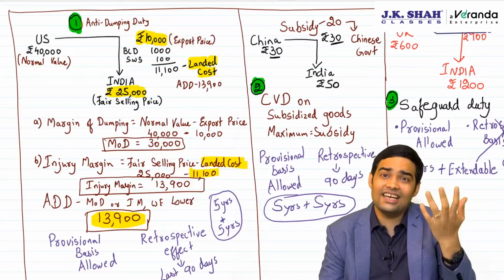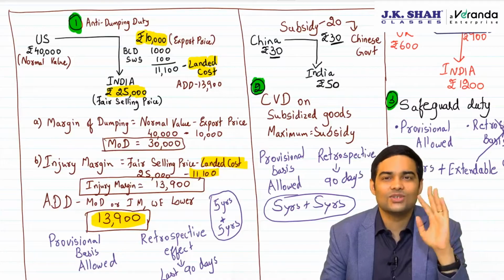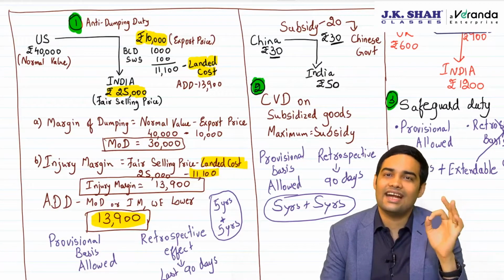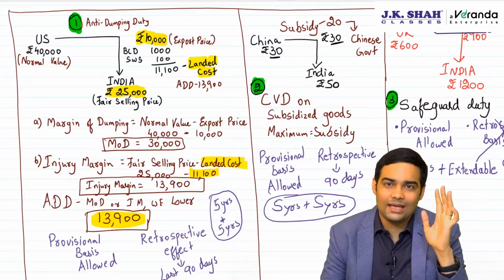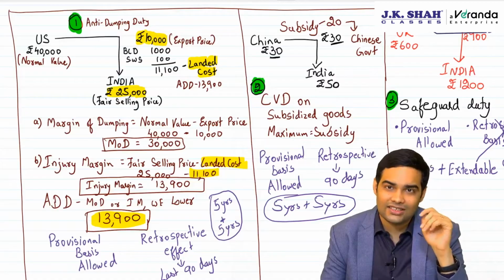Can government still levy anti-dumping duty? Say suppose the dumping continues, they can again do a fresh analysis and levy a fresh anti-dumping duty. That's within their power. Clear with this? So this is to protect the Indian manufacturer.